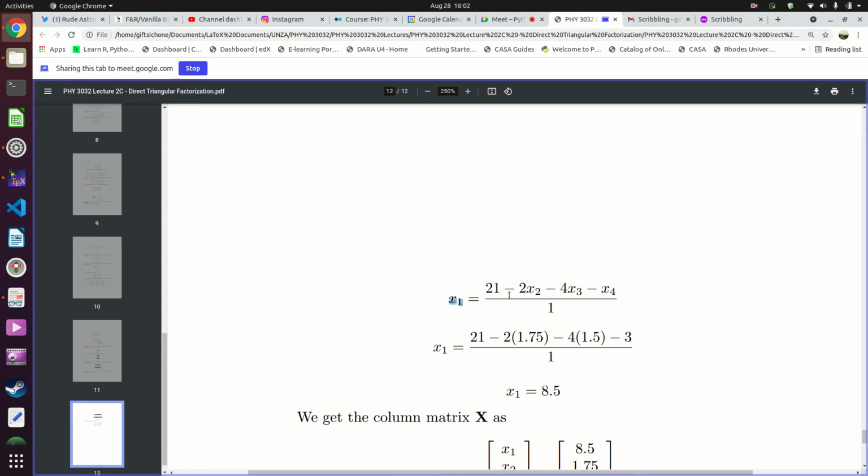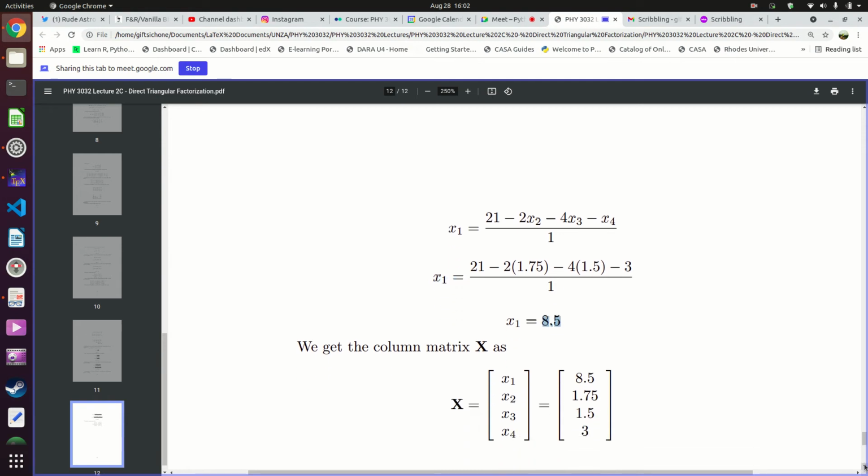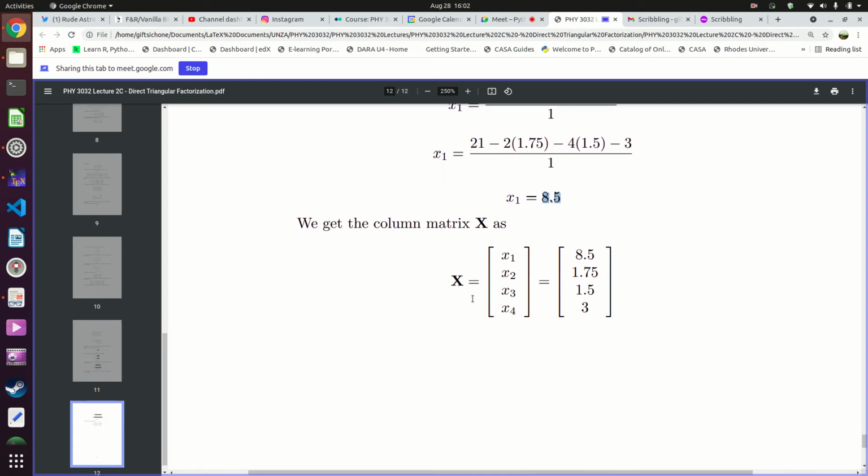x1 equals (21 minus 2x2 minus 4x3 minus x4), the whole thing divided by 1. You put in the values: x2, which you found to be 1.75, x3, which is 1.5, then x4, which is 3. So you end up with x1 equals (21 minus 2 times 1.75 minus 4 times 1.5 minus 3) divided by 1. You're going to end up with x1 being equal to 8.5. There. So we get our column matrix X, which is x1, x2, x3, x4, equal to 8.5, 1.75, 1.5, and 3. So this is going to be your X matrix.